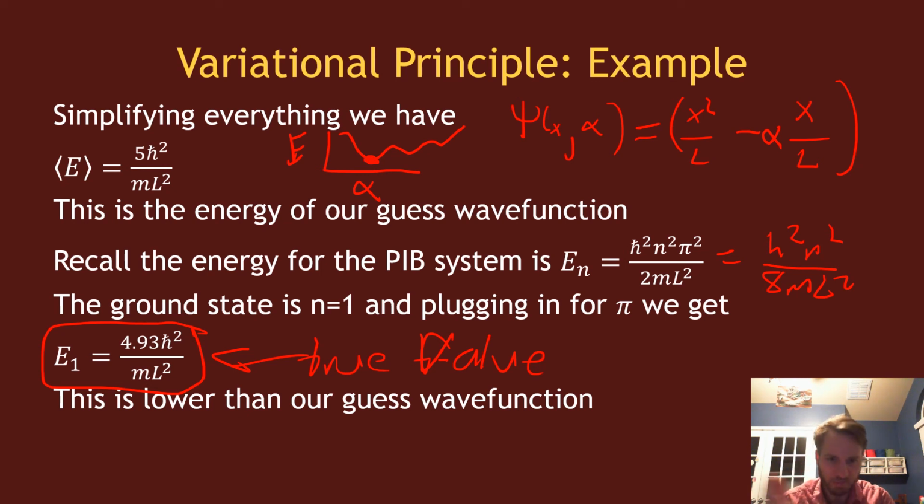So in the variational principle, I can vary a parameter to try to minimize my energy, which is getting me closer and closer to the true actual value. That is a very, very useful aspect in quantum mechanics when studying molecular systems: being able to use this variational principle.